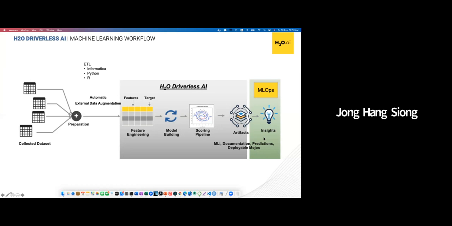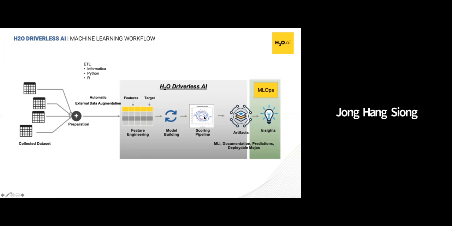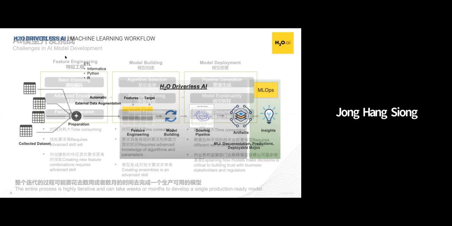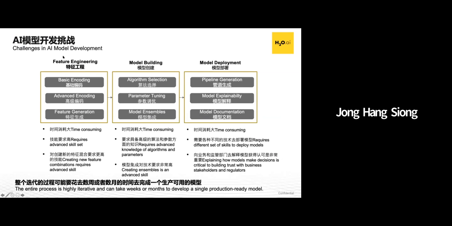Okay, so the next thing I want to talk about is the challenges. What are the challenges to becoming an AI company? There are mainly three basic things that any organization needs to do. One is to be able to do feature engineering. So what is feature engineering again?